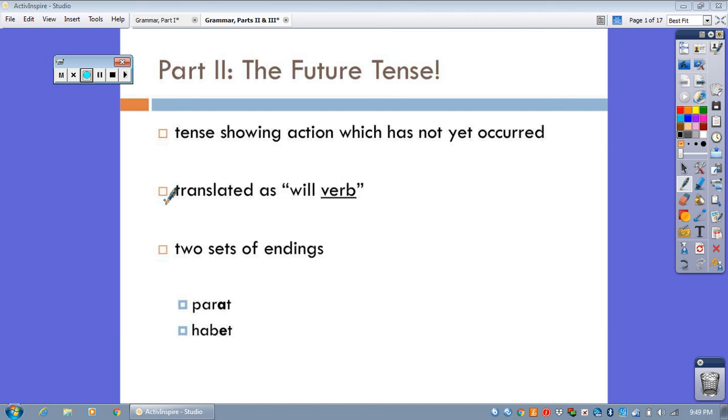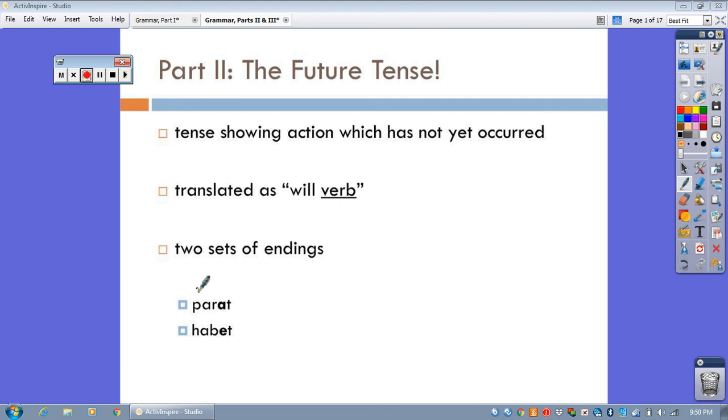Part 2, the future tense. So what's the future tense? Well, obviously, it's the tense showing action which has not yet occurred. We always translate it from Latin into English as "will" plus the verb. The weird thing about the future tense in Latin is that there are actually two sets of future tense endings, but we're only going to focus on one set this year.